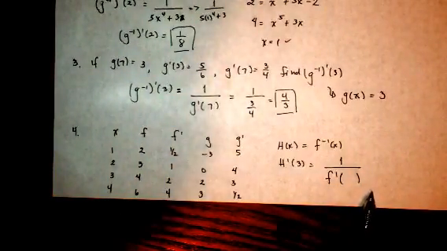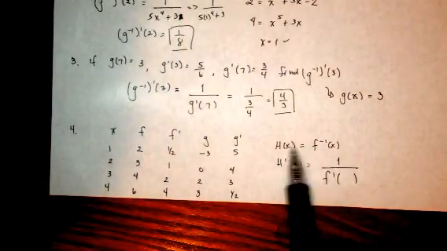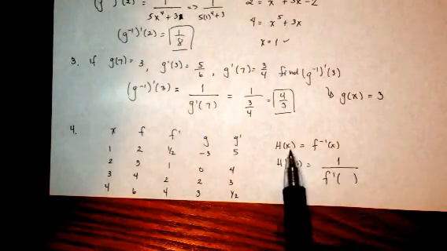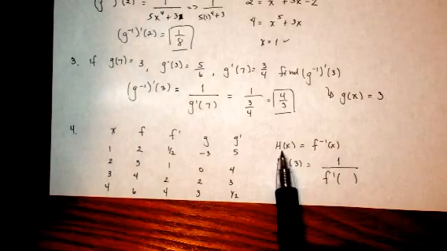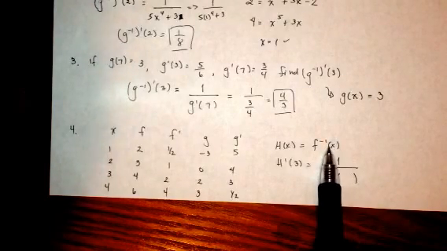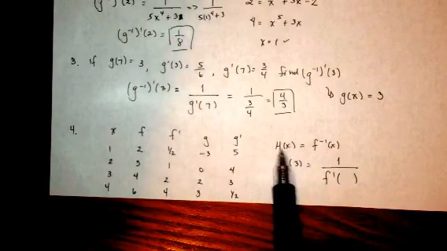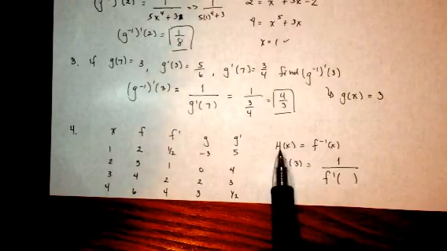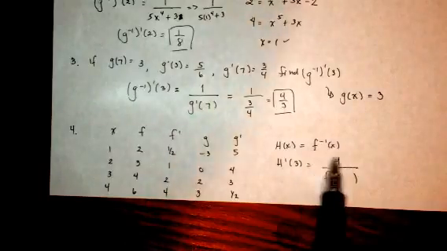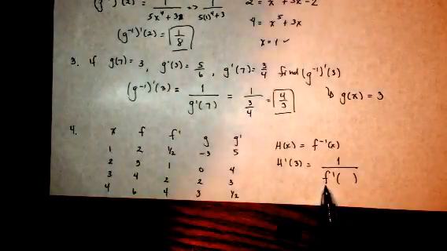Well, why not the g? Because look at this relationship here. h is the inverse of f. That means f is the original function. Does that make sense? Because h prime of 3, they're taking the derivative, but this is telling me that h is the inverse of f. So f is the original function. So it's 1 over the derivative of the original.